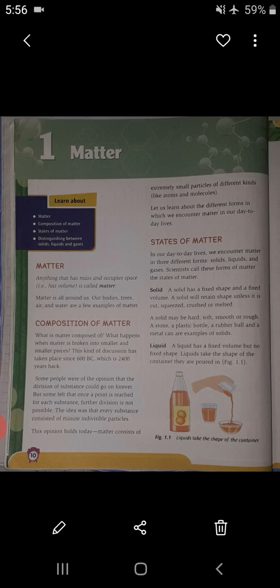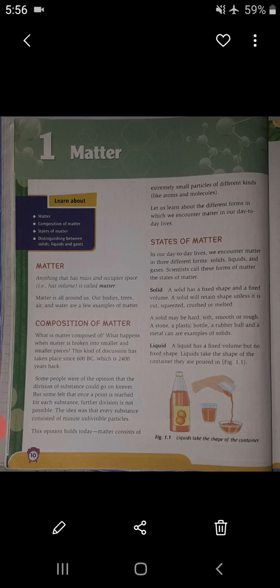So let's start. In this chapter, we learned anything that has mass and occupies space is called matter. Matter consists of extremely small particles like atoms and molecules. It exists in 3 states. They are solid, liquid and gas. Solids have a fixed shape and volume. Liquids don't have a fixed shape but they have a fixed volume. And what about gases? Gases don't have a fixed shape or fixed volume.